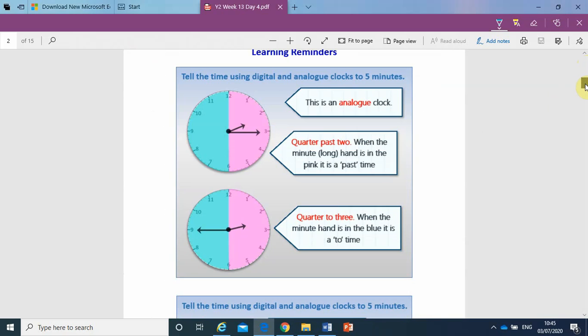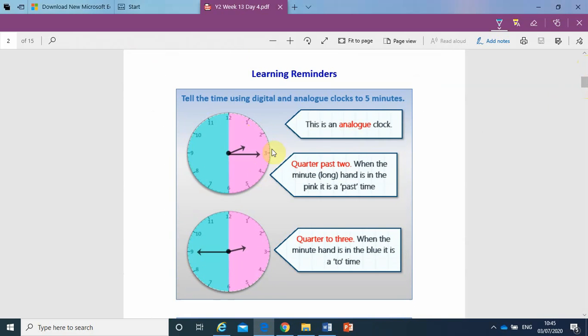So, learning reminders. This is an analog clock. This is where we've got the round face, numbers 1 to 12. Okay, we're going to look at quarter. This one shows 2:15. It's quarter past when the long hand, the minute hand, is on the 3, and the hour hand has gone past the 2. So this is 2:15.